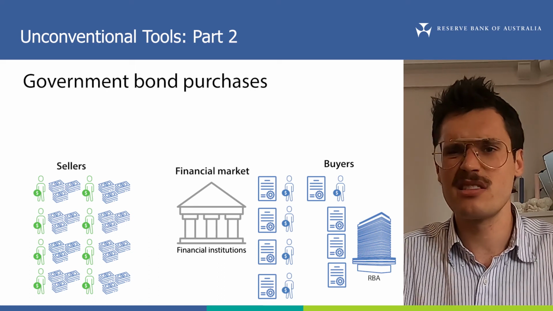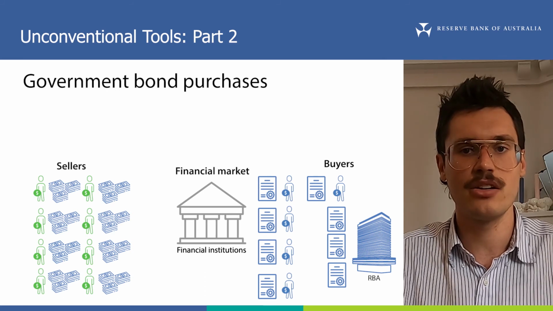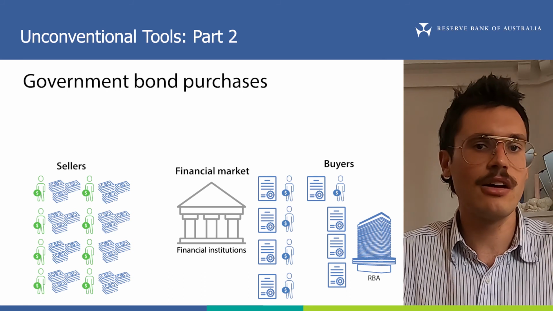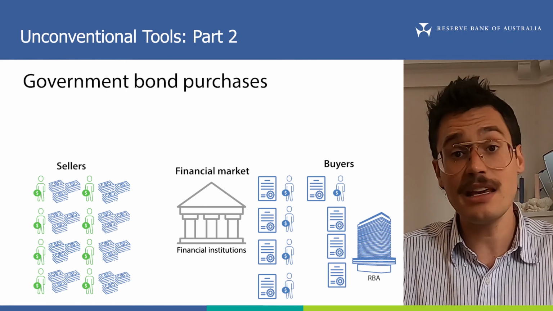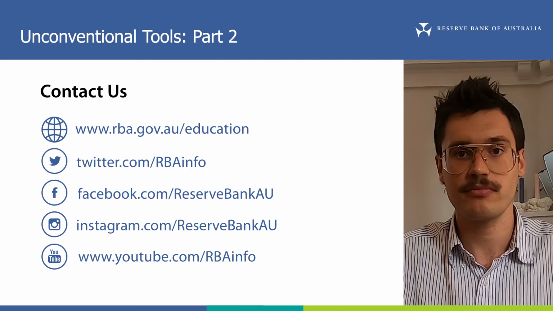However, these purchases are not really the same thing as the asset purchases we discussed in the previous video. Rather than persistently lowering the yield curve, instead, these purchases were targeted at dealing with market functioning problems.